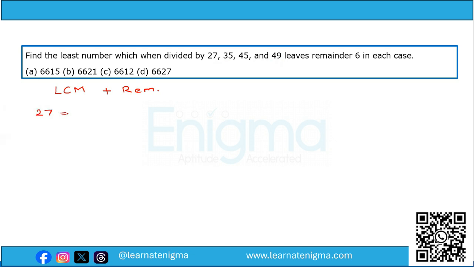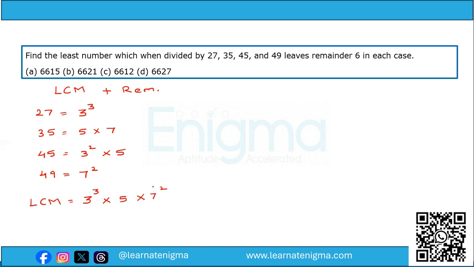Now 27, you can write it down as 3 raised to 3. 35, you can write it down as 5 into 7. 45, you can write it down as 3 square into 5. 49, you can write it down as 7 square. So LCM is nothing but the product of the highest powers of all factors. So therefore, we'll have it as 3 raised to 3 into 5 into 7 square.